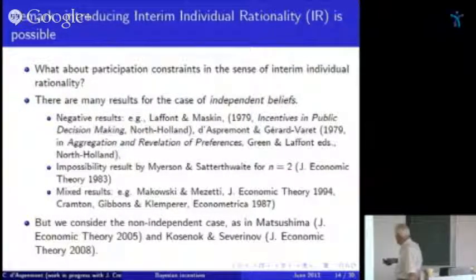Okay, so these are just known results. But now what about participation constraints? Here we have, of course, a lot of results which were derived for the independent beliefs case. Most people at the start would look at that case, maybe thinking that it was the easiest, but in fact it turns out that it's the most difficult case to impose independent beliefs. Now, what we will consider is the correlated case, the non-independent case, and there are some recent articles by Matsushima in JET 2005 and Kosenok-Severinov in JET 2008, which do exactly that. I will mention their results later.